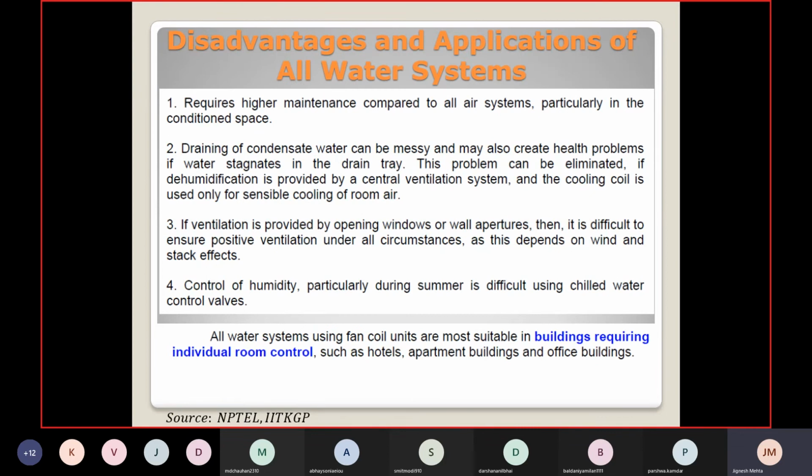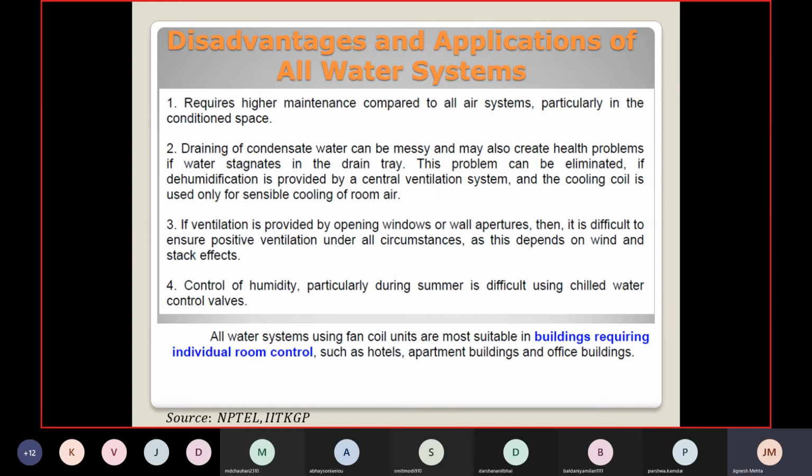The disadvantages and applications of all water systems: they require higher maintenance compared to all air systems, particularly in the conditioned space. So the fan-coil unit could be one issue. Draining of condensate water: in a fan-coil unit, there is a drain pipe, right? And that may be messy, and may create health problems if water stagnates in the drain tray. This problem can be eliminated if dehumidification is provided by a central ventilation system, and the cooling coil is used only for sensible cooling.